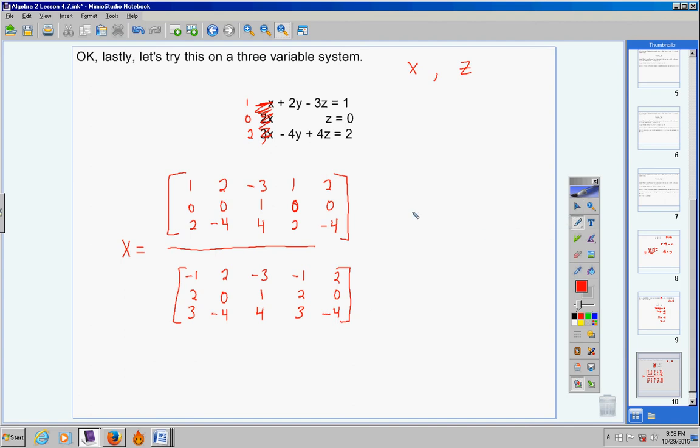Now here's the good news. Remember, this matrix here will not change. So when we go to solve for z next, we would not have to do all of this work again right here, okay? Alright, here we go.